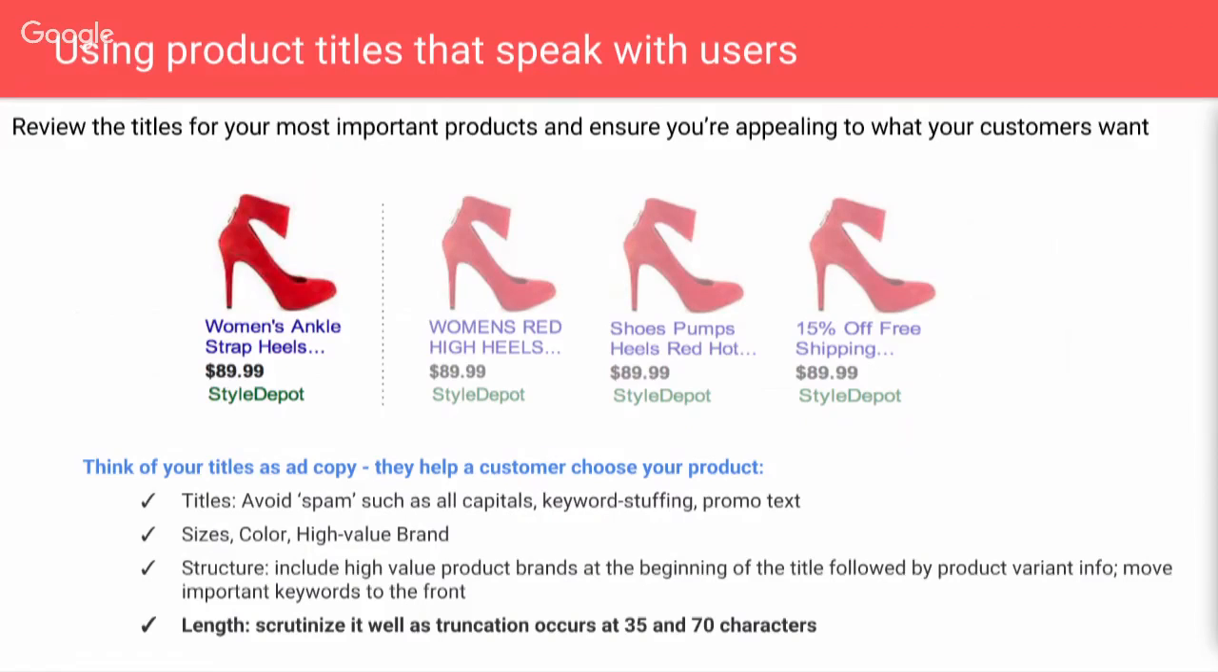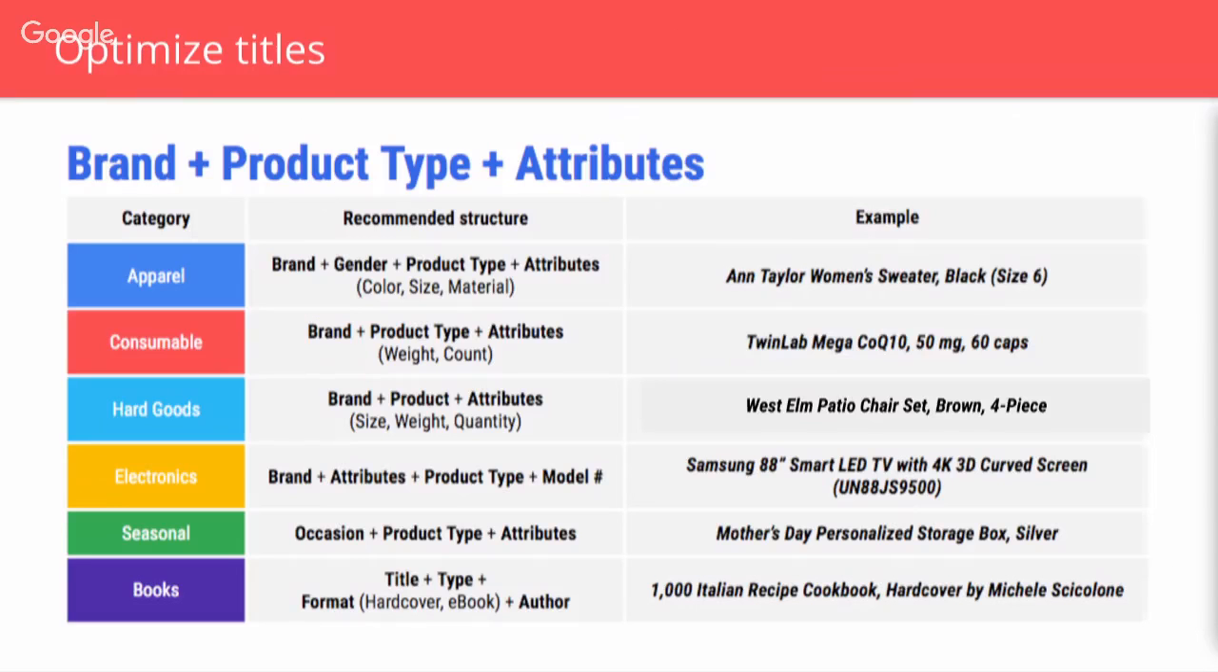Because if we say women ankle strap heels Gucci, then Gucci just got cut off. So we want to put that in the front, because if it says Gucci women's ankle strap and heels gets cut off, that's okay, because I can still see that they're heels. Make sense? Makes sense. Cool.